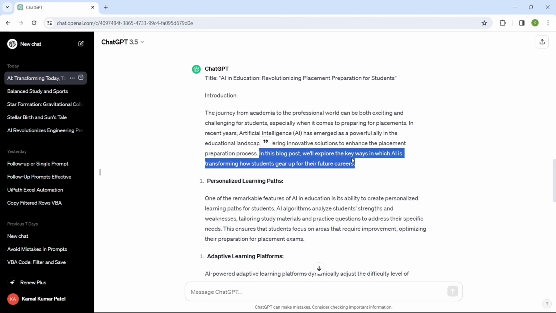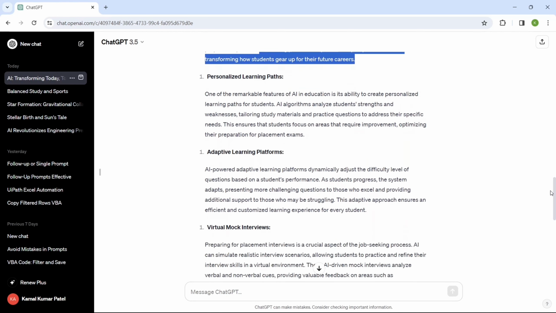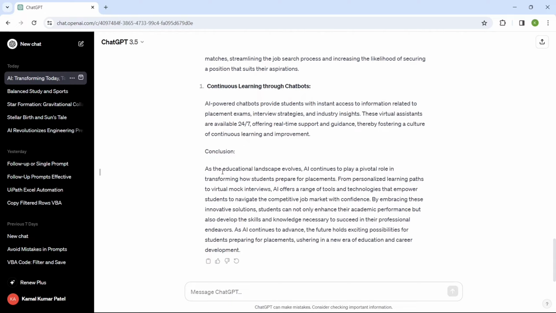So here we are focusing on a specific subject, that is how AI can help students preparing for placements. The response would be on a specific subject. Let's check it out. In this blog post, we'll explore the key ways in which AI is transforming how students gear up for their future careers. And there are a few points like personalized learning paths, adaptive learning platforms, and then a conclusion.